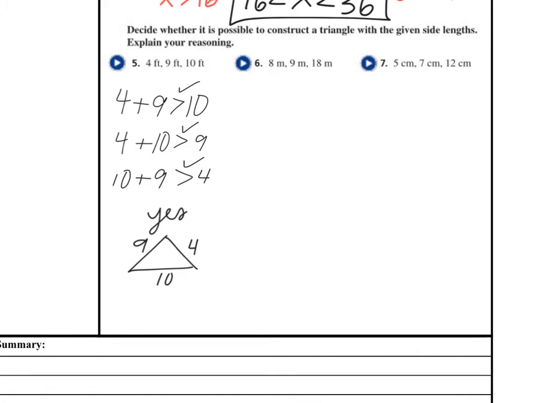We'll start writing some inequalities, add up two sides, see if it would be greater than the third. If it's not, then it can't be a triangle. Is Zane here today? Yeah. Zane. You leave yourself.